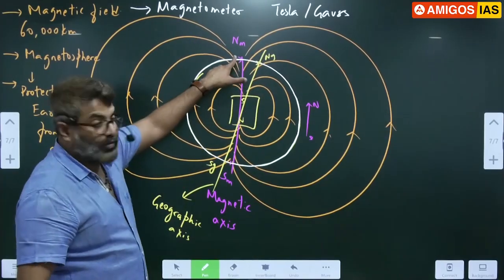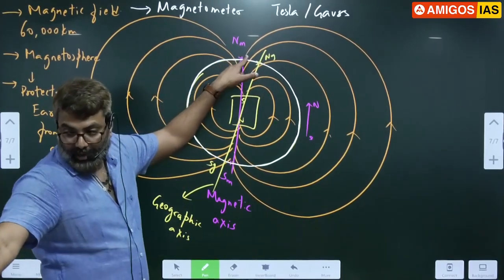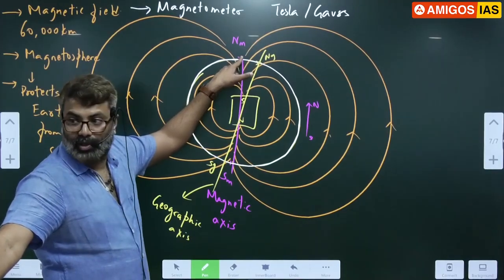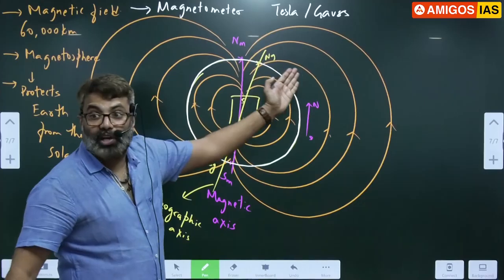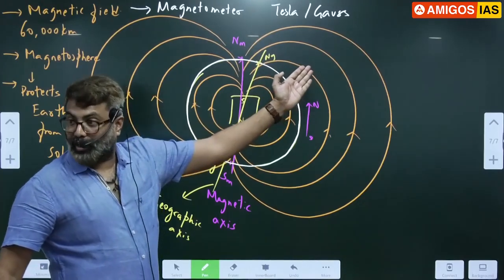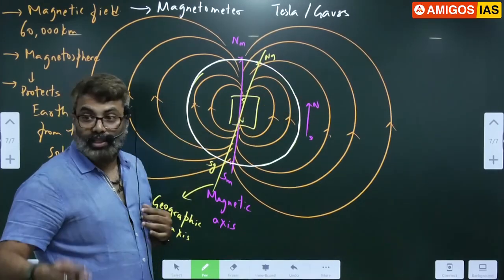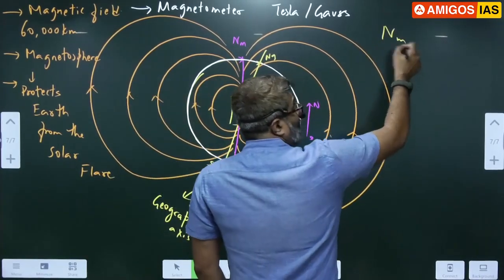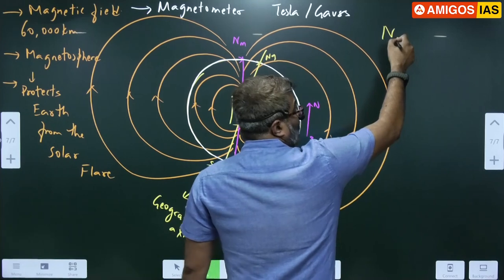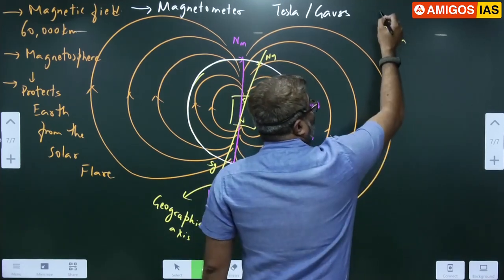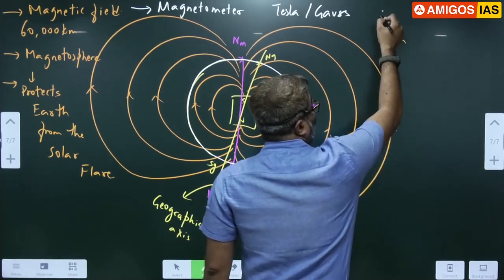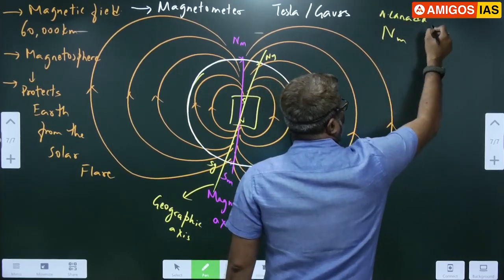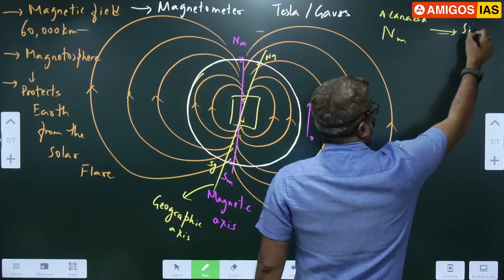The magnetic north, which was in Canada, you saw Canada there, North Canada, is now shifting towards Siberia, Russia. So that is the information now. The north magnetic pole, NM, presently in which country? North Canada. It is now shifting towards Siberia, Russia.